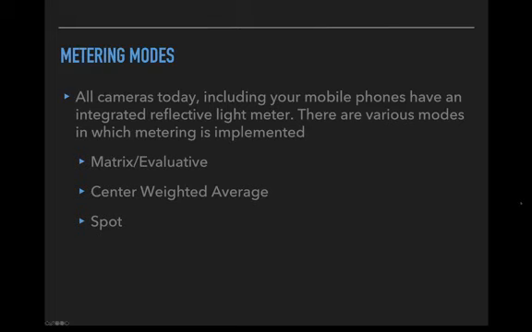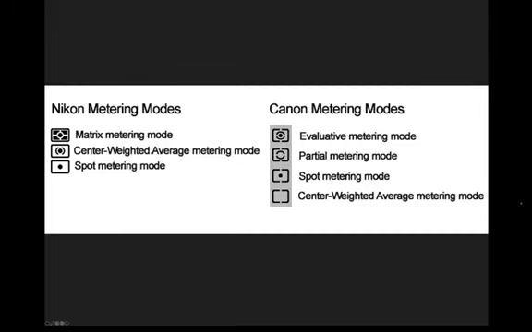So let me tell you what those do. These are just an overview of Nikon versus Canon. Nikon has matrix metering. Canon calls the same thing evaluative. Nikon has center weighted average metering. Canon calls it partial. Nikon has spot metering. Canon also calls it spot metering, and Canon has another mode called center weighted average metering. And I'll tell you what all these things do now.